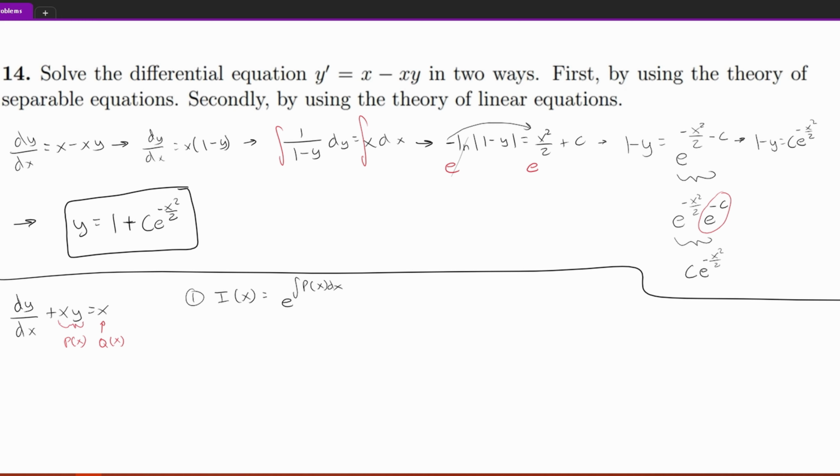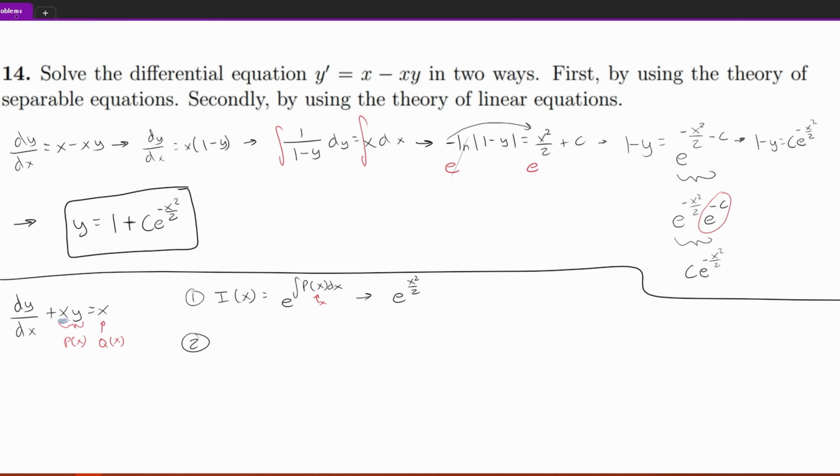So your p(x) is found by this part, but the p value itself is only this x. So inside of here, this is just going to be an x. And so what that means is we're just going to take the integral of x, and the integral of x is x squared over 2. So we're going to have e raised to x squared over 2. Hopefully that makes sense. It's a little bit confusing. You just need to determine which values are the p(x) and q(x). And then for our p(x), it's going to be whatever value is the x. So not the y. The y is just going to act like a constant that we don't look at.